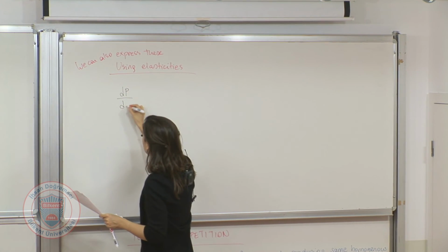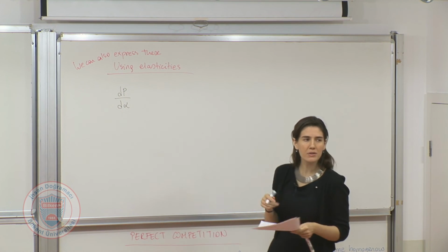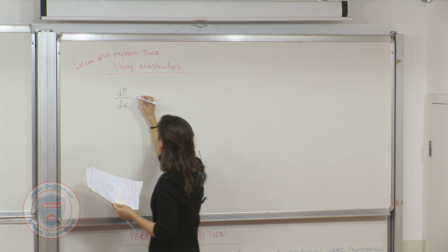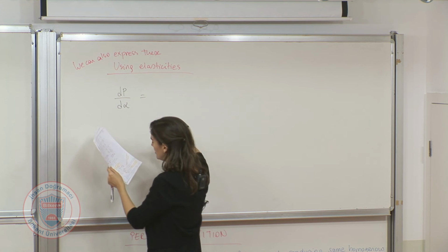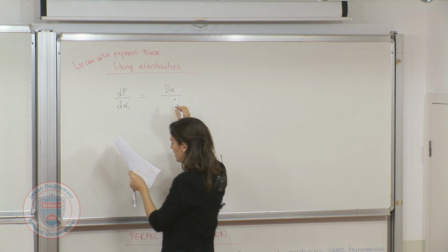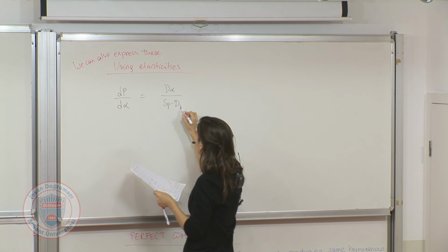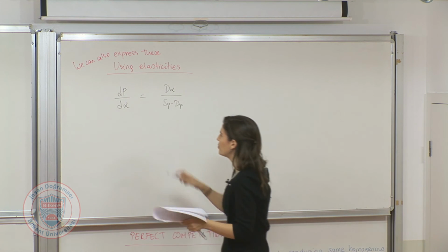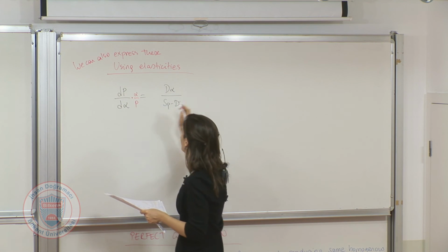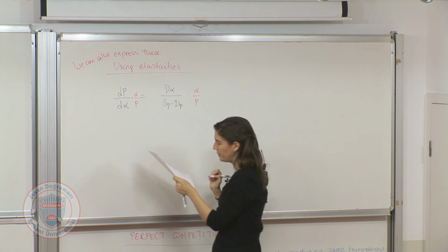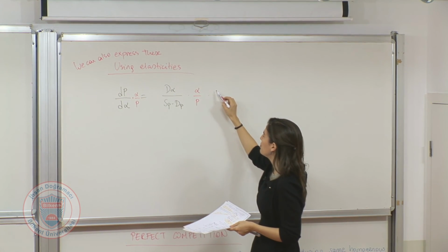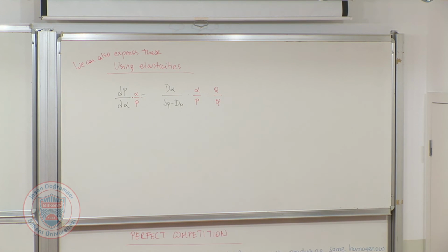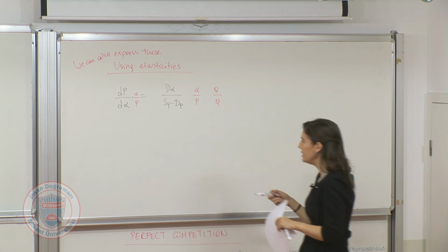So dP d alpha. Let's say there's a demand, right? So one of the shift factors in demand has changed. So we said d alpha, right, S_P minus D_P, okay? Now what I will do is put here alpha over P, alpha over P, and then I'm going to put a Q over Q. Remember, whenever we need to convert stuff to elasticities, we have to do this.